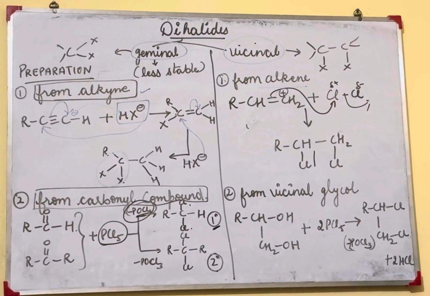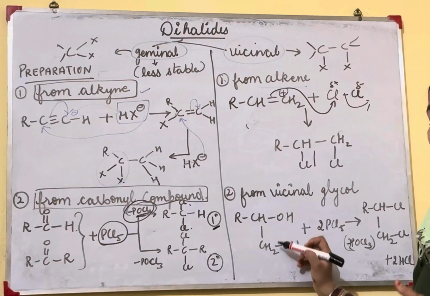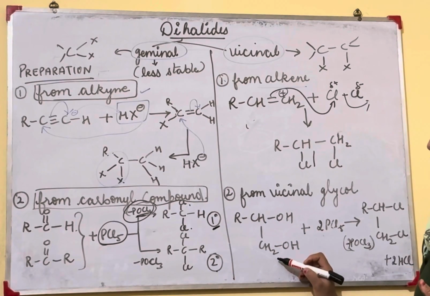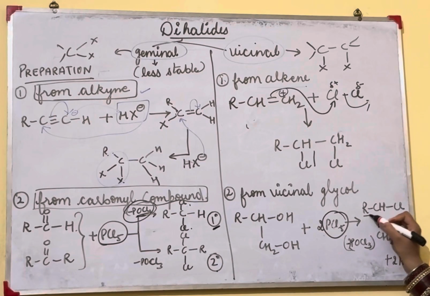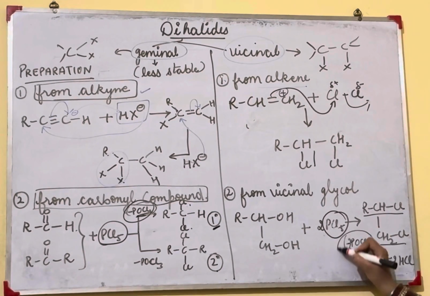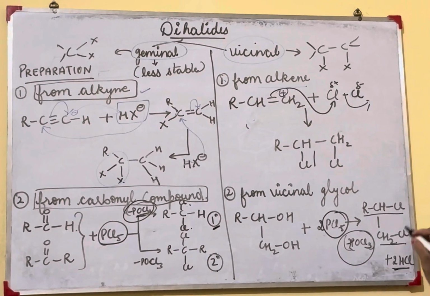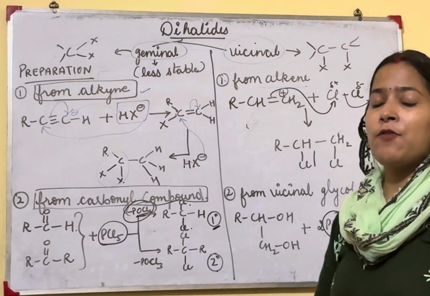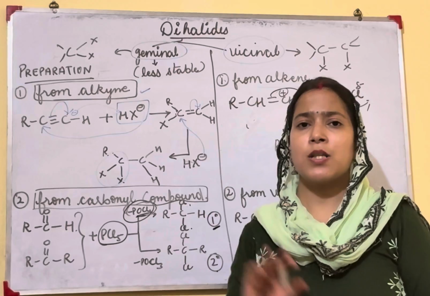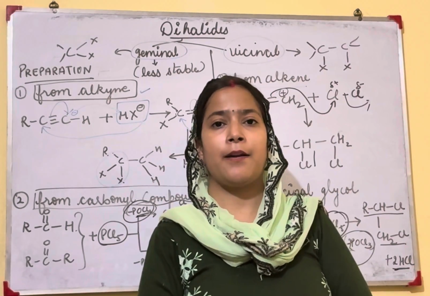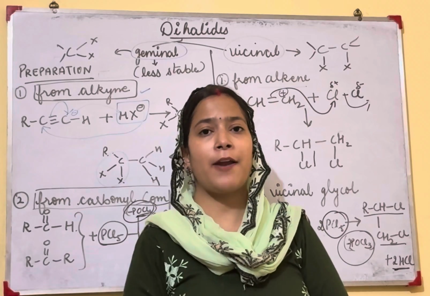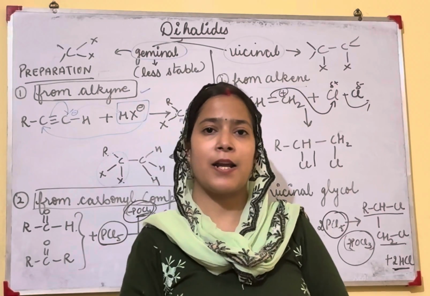Now from vicinal glycol, meaning OH on the adjacent positions, on reaction with PCl5, it will lead to the formation of Cl along with the evolution of POCl3 and HCl. It will lead to the formation of vicinal dihalide. So this is about the preparation of geminal dihalide and vicinal dihalide. Now we will discuss the chemical reactions of geminal and vicinal dihalide.